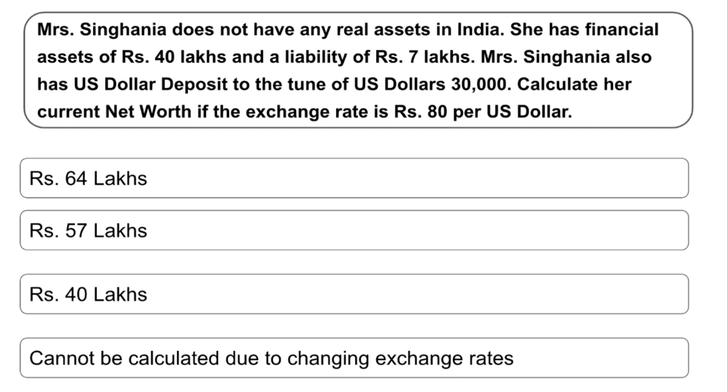Mrs. Singhania does not have any real estate in India. She has financial assets of rupees 40 lakhs and liabilities of rupees 7 lakhs. Mrs. Singhania also has a US dollar deposit to the tune of US $30,000. Calculate her current net worth if the exchange rate is rupees 80 per US dollar. So now we have come to a numerical question wherein we have been given certain data and we have to find the current net worth. What is the current net worth?